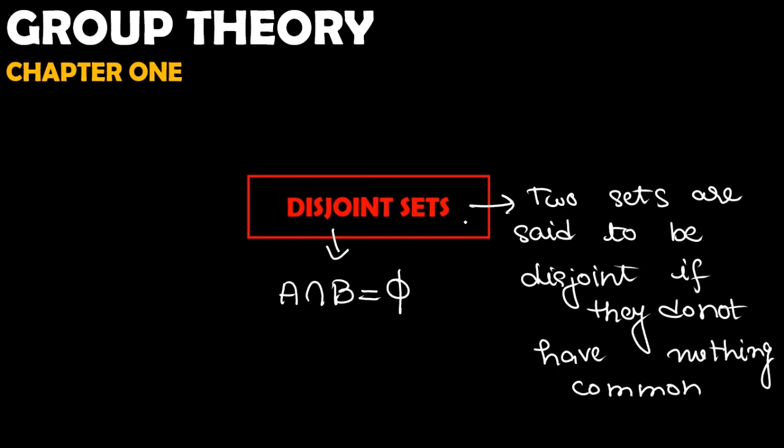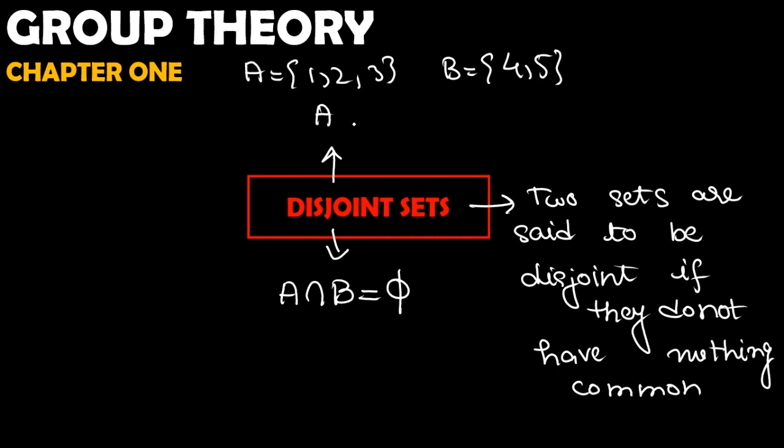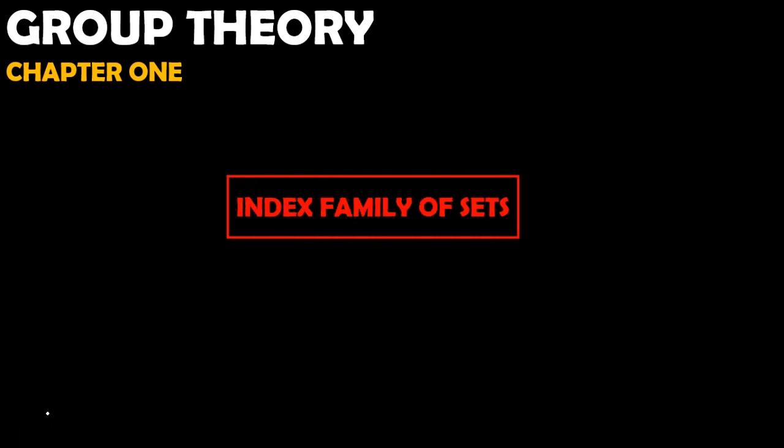For example, if I have a set A, which is {1, 2, 3}, my writing is very bad, but you have to be very patient with that. And our set B is {4, 5}. And then you have to find the intersection of them. Then it will be our empty set because nothing is common between them, right?